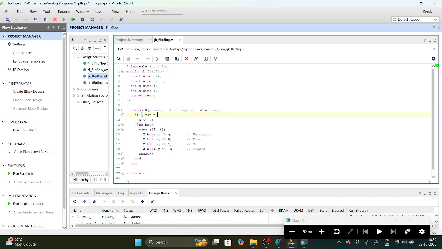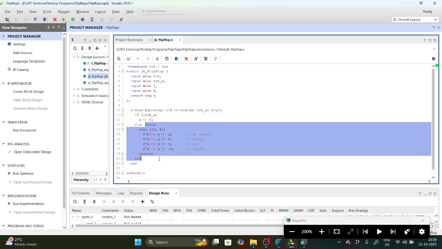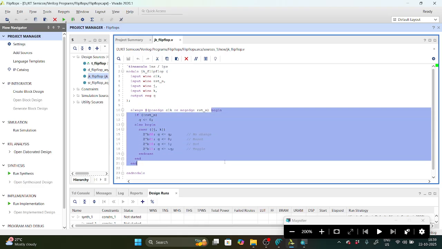If 2'b00, so Q equal to what? Q, no change. If 2'b01, Q equal to 0, reset state. 2'b10, what is that state? Set state. 2'b11, what is that state? Toggle state. And endcase, and this begin I need to end. After that, this begin I need to end, and endmodule. So this is the Verilog code I wrote for the JK flip-flop.